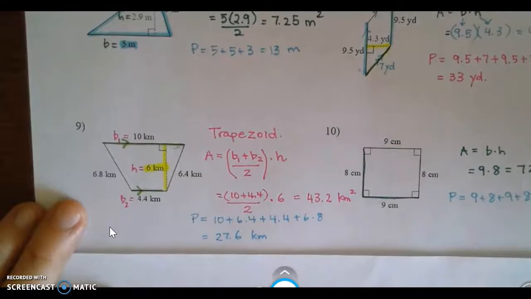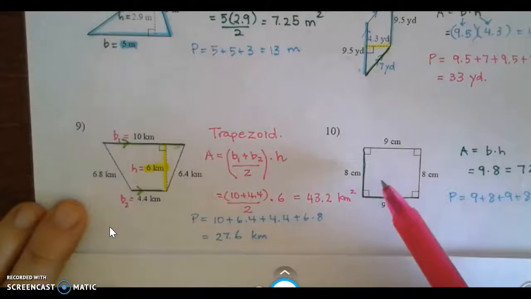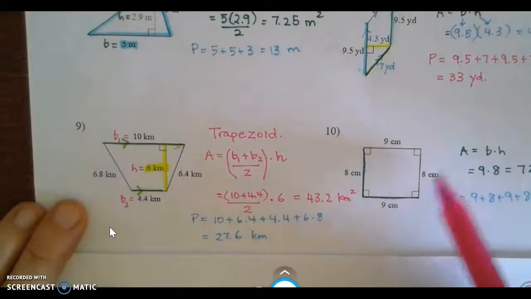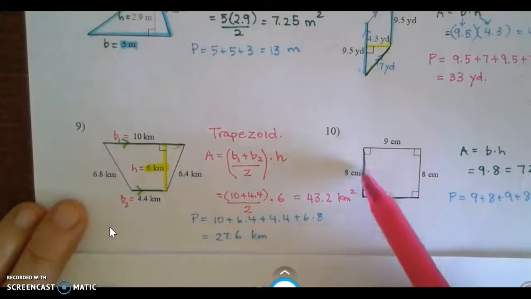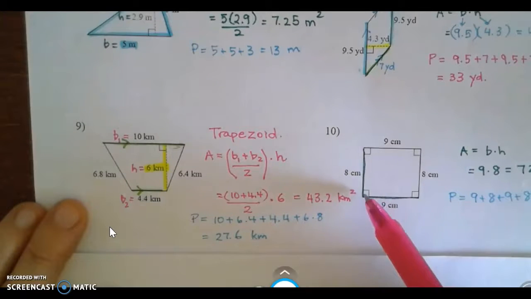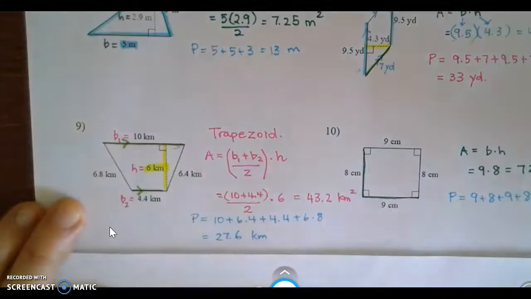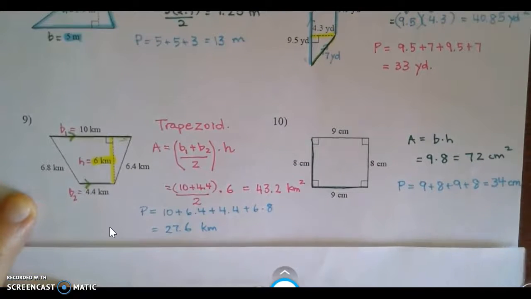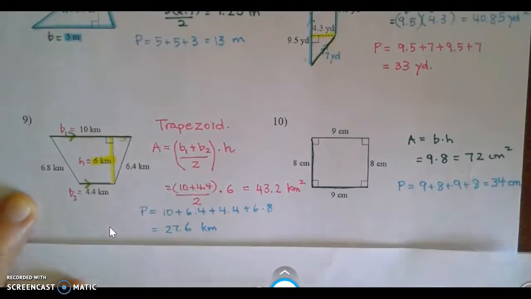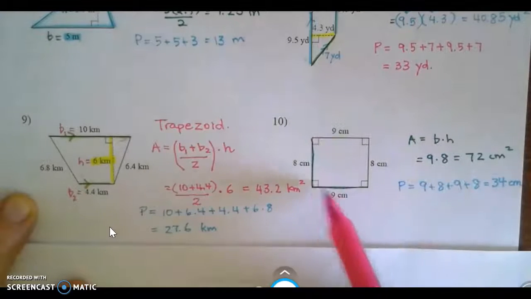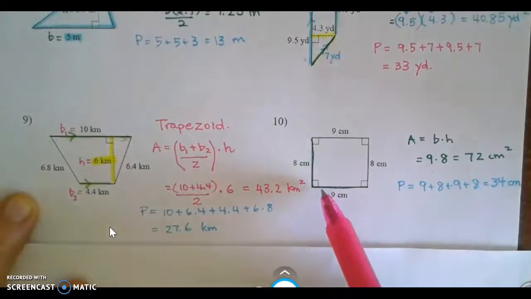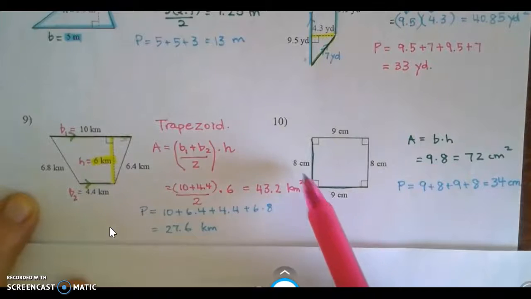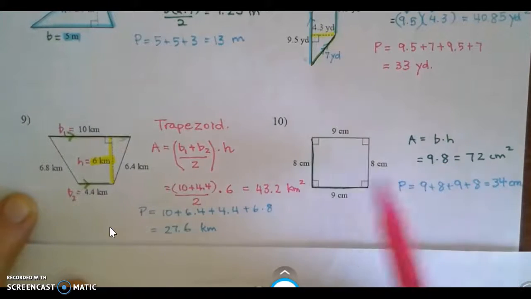Number 10. This is just a pure rectangle. Okay, so the area is base times height. And notice that these two lengths that you're multiplying are, again, perpendicular. They make 90 degrees. That's going to be true for all of them. When you're finding the area, they have to be the two measurements that are perpendicular to each other. So that's going to be simply 9 times 8, which is 72 centimeters.